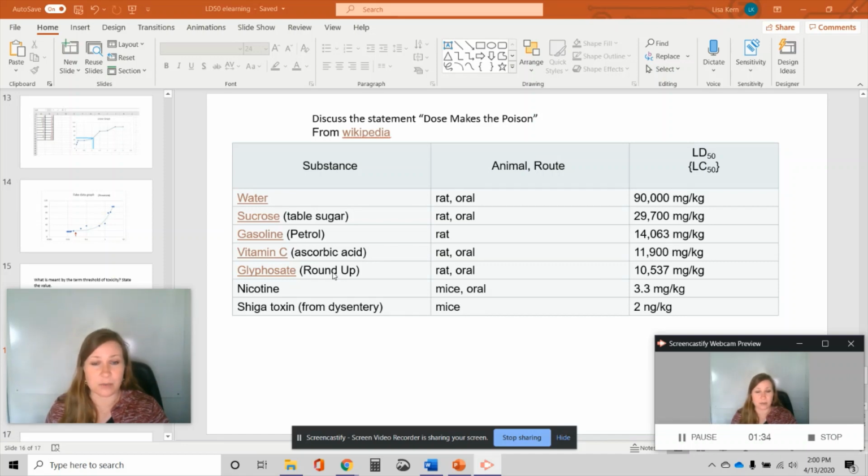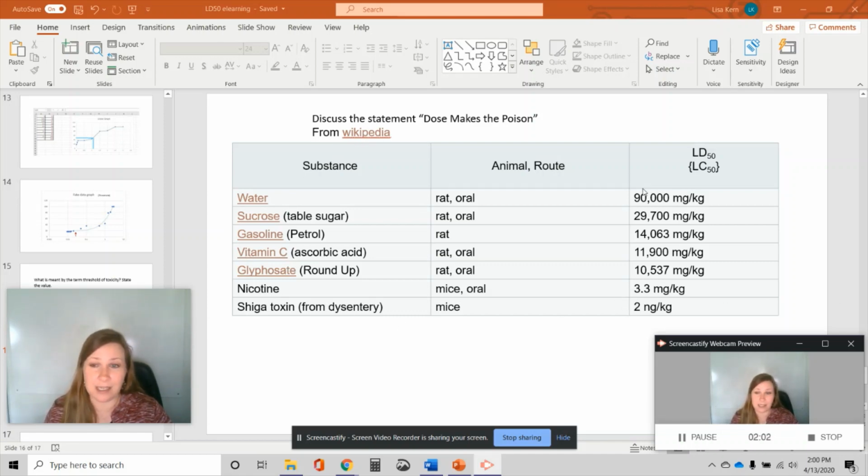Glyphosate is Roundup, the herbicide, and it has a fairly low toxicity. There's concerns about long-term exposure, that chronic effect versus acute effect. But acute exposure for glyphosate, it's a really fairly safe substance. I just pulled a few of these off of the Wikipedia site. If you open up the PowerPoint, you can check them all out if you're curious.